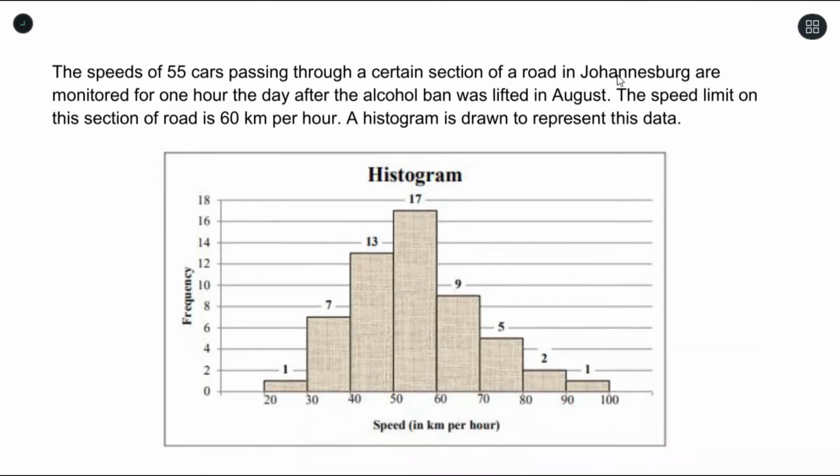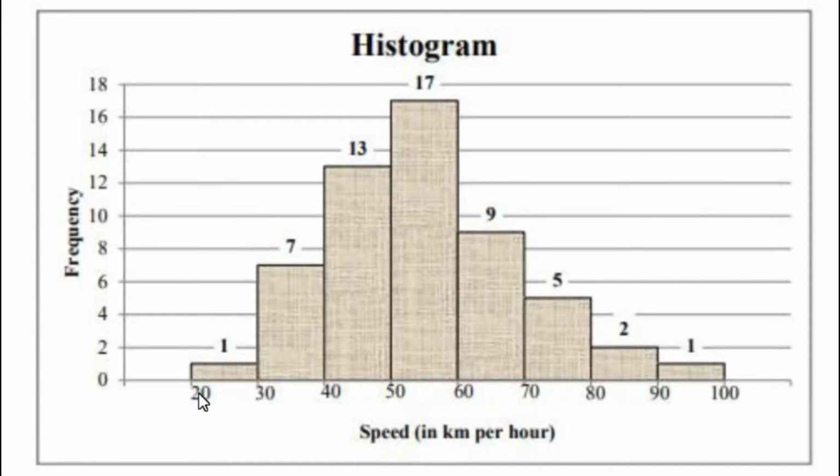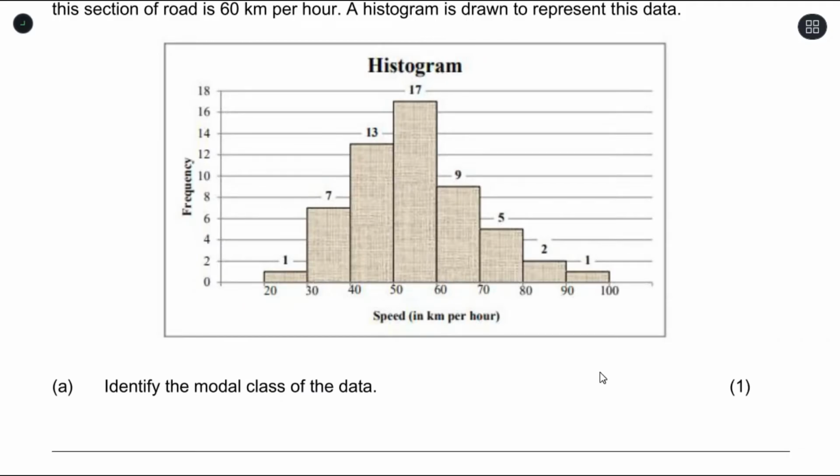Okay, so this is your histogram, right? We can see that for each block, this here is 20 to 30. That's the speed range. From 20 to 30, you just have one car. 30 to 40, you have 7 cars. 40 to 50, you have 13 cars, and so on until you get to 90 to 100, where there is only one car driving at that speed.